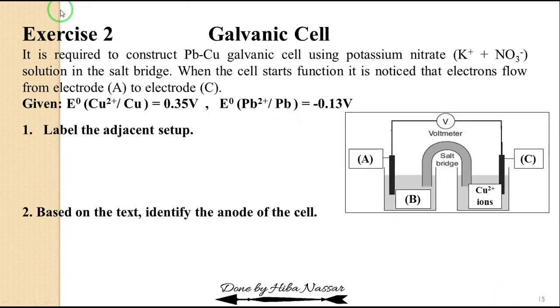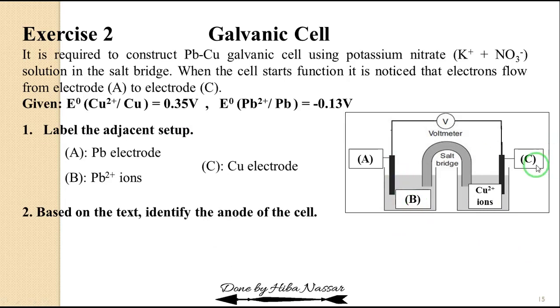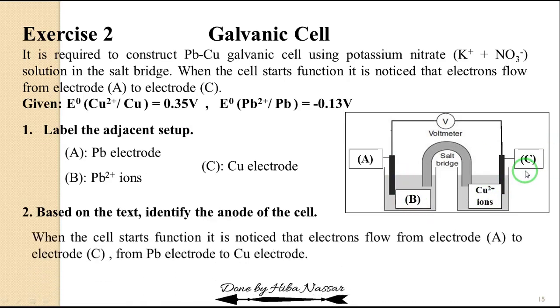Now let's move to exercise number 2 about the galvanic cell. Here in this exercise, it is required to construct a lead copper galvanic cell using potassium nitrate solution in the salt bridge. When the cell starts to function, it is noted that the electrons flow from the electrode A to the electrode C. Now question number 1, label the adjacent setup. A is the Pb electrode, the lead electrode. B is the Pb2 plus ions, and C is the copper electrode Cu.